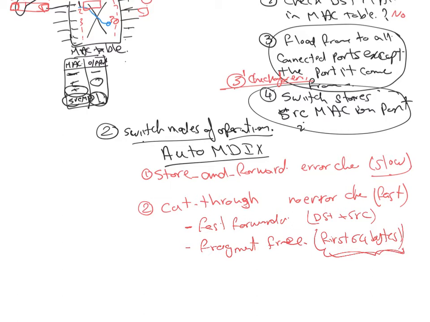Okay, so fragment free tries to address the trade-off or the compromise between fast forwarding and store and forward. Fast forwarding is extremely fast, but the probability of collision for fast forwarding becomes really high, because it forwards everything extremely fast. Whereas fragment free tries to be somewhere in between. I will read the first 64 bytes so that if there is any probability of collision, it will happen within the first 64 bytes.